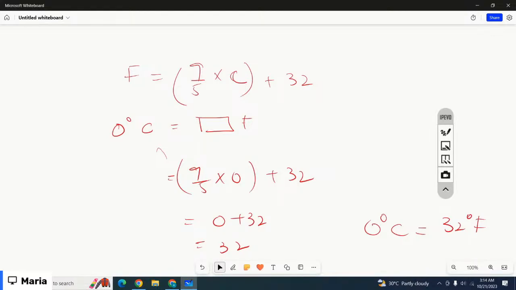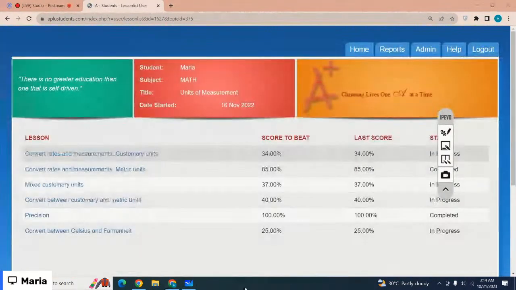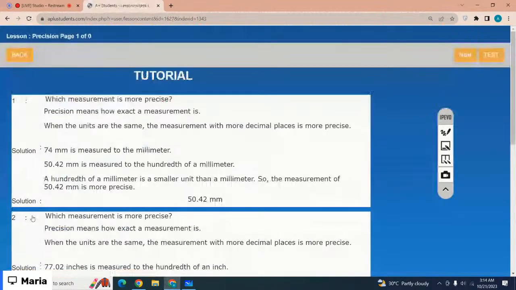Okay, so let's start with the lessons we have done from the chapter unit of measurement. Let's do their practice questions, then we'll start the next chapter. We started with precision. So what is precision? Precision means how exact a measurement is, right? And if their units are the same, the measurement with more decimal places is more precise. That is precision. So let's start with the test questions.